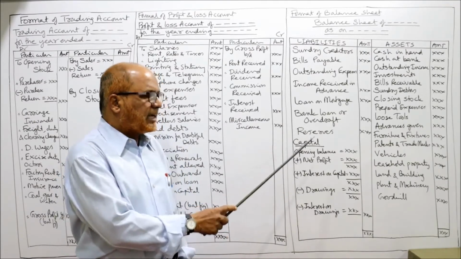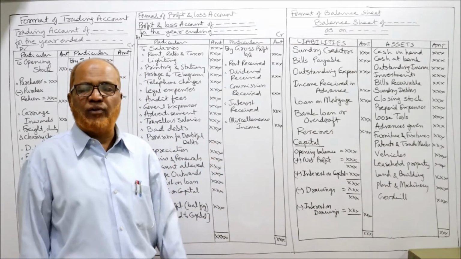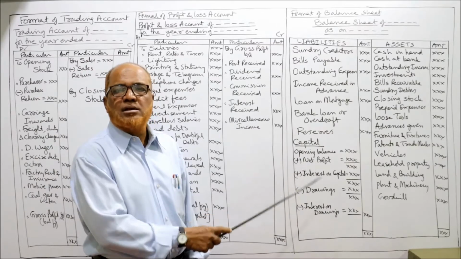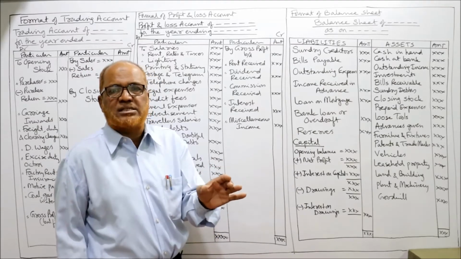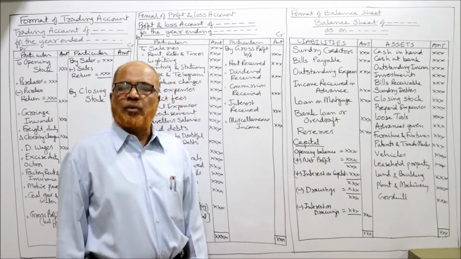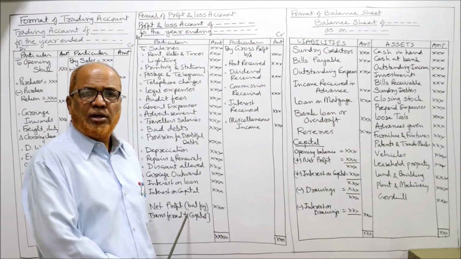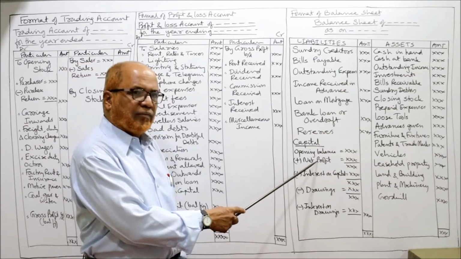Then the last one we will take is capital. In capital, how to adjust it? Now see carefully with full concentration. Capital will take the opening balance. At the beginning of the year, how much was the capital given in the trial balance? That will be the opening capital. To this we add net profit, whatever net profit we got in the profit and loss account.